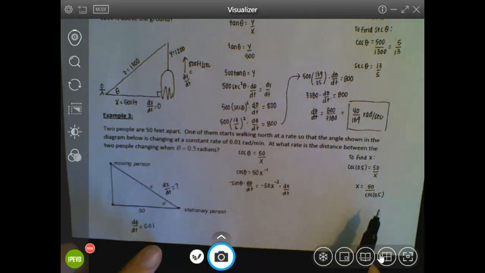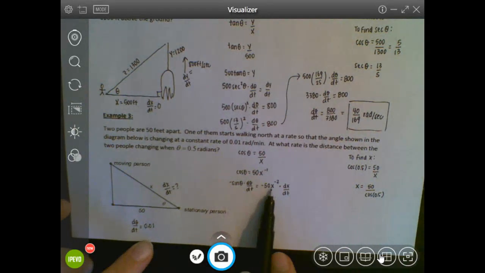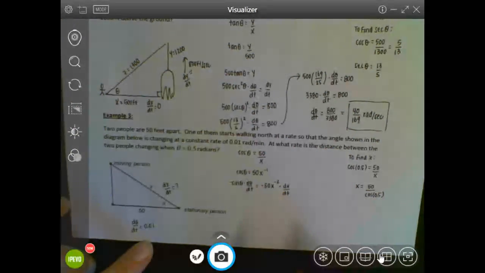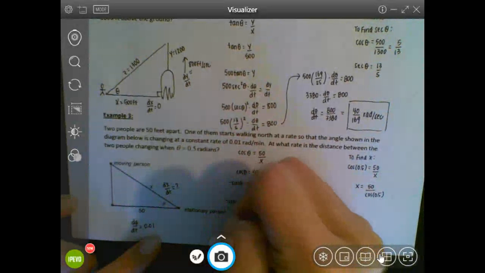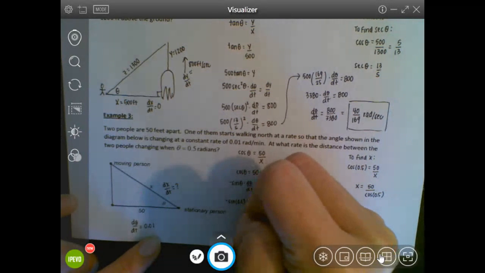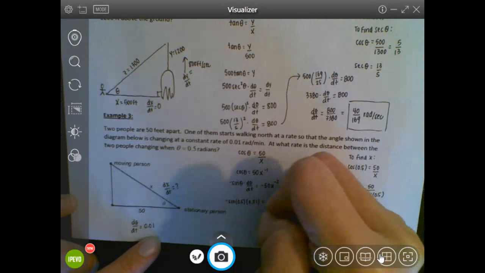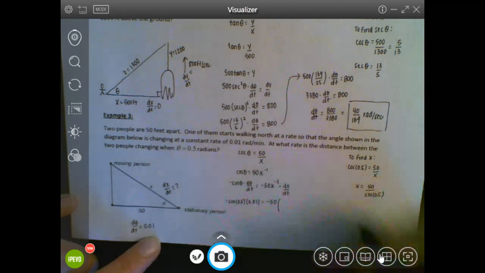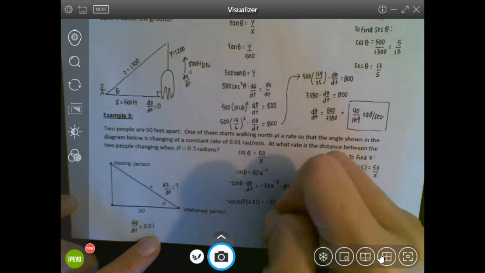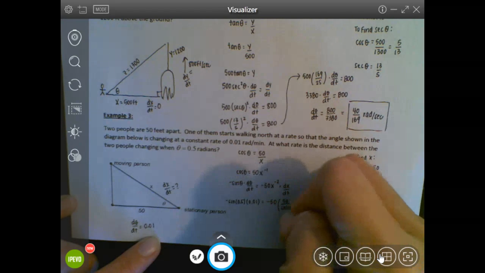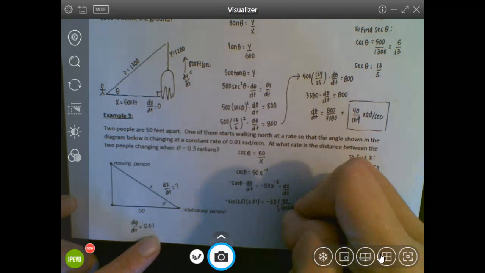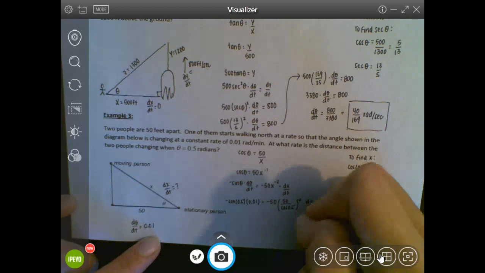So I'm going to fill in what I have here. So I have everything over here. I now know what my x value is, and I'm looking for dx dt. So negative sine of 0.5 times 0.01 is going to be equal to negative 50 times what we just found for x. So 50 over cosine of 0.5 to the negative 2 power times dx dt.